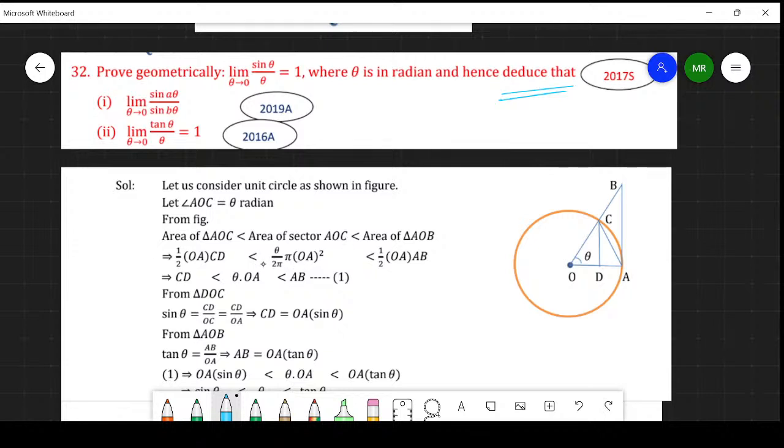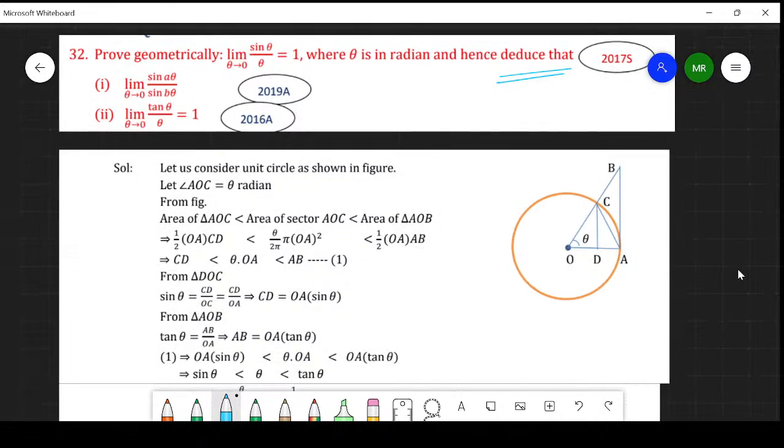Now, area of triangle means we know half into base into height. Half into base OA, height CD, less than area of sector. We have the formula for area of sector: theta by 2 pi into pi into OA square. We also have the formula half LR, or half R square theta. Using that formula I have written here.